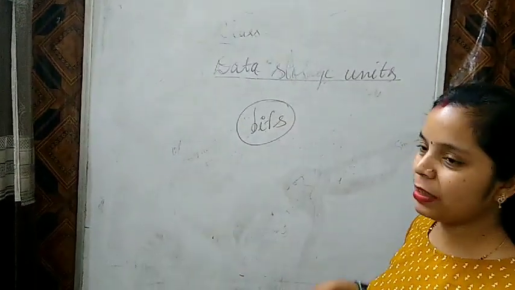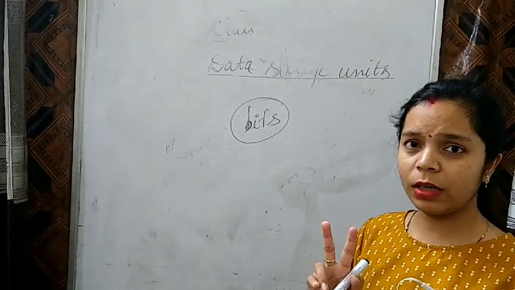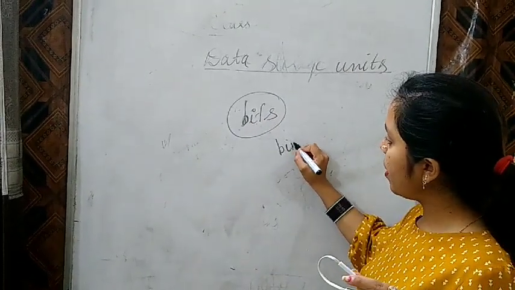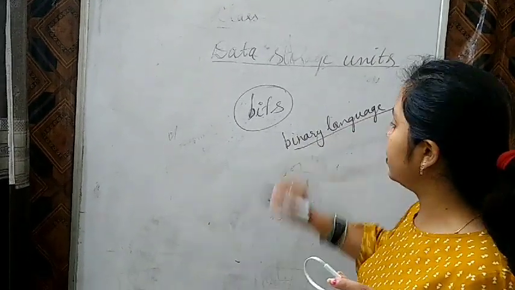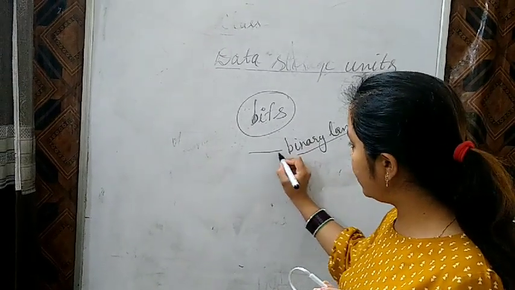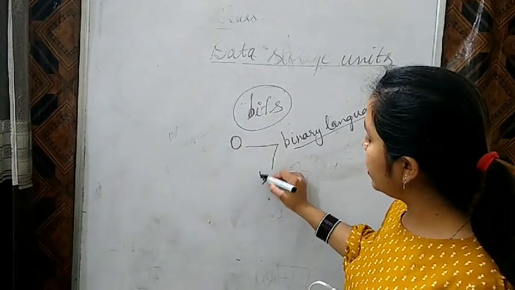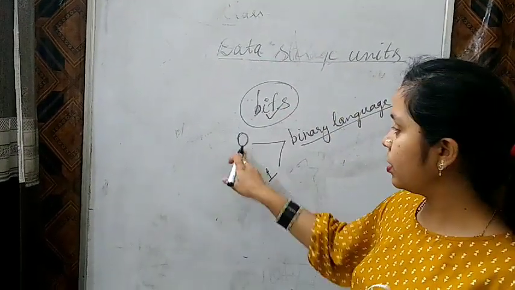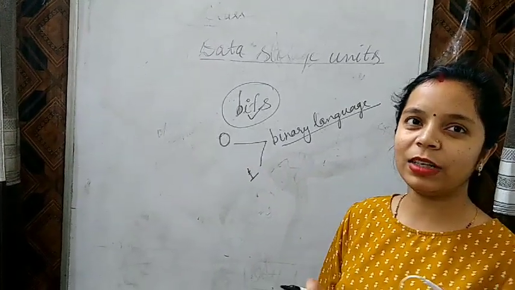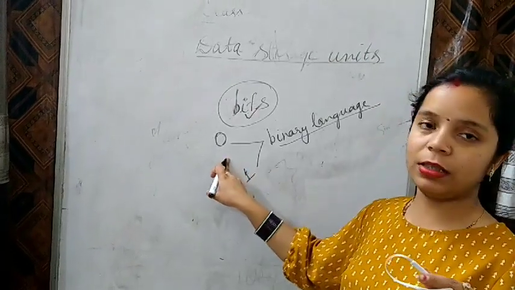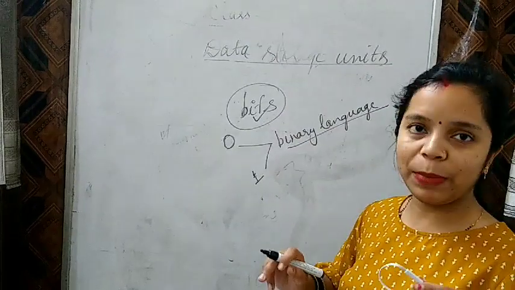Okay. Now what is this bits? Computer understands only one language, that is binary language. Computer understands only binary language. And binary language has only 2 digits, 0 and 1. And this 0 and 1, this is called bits. Okay, this is 1 bit, this is 2nd bit. So computer understands only binary language and it has only 2 digits, that is 0 and 1. And this 0 and 1 is known as bits.